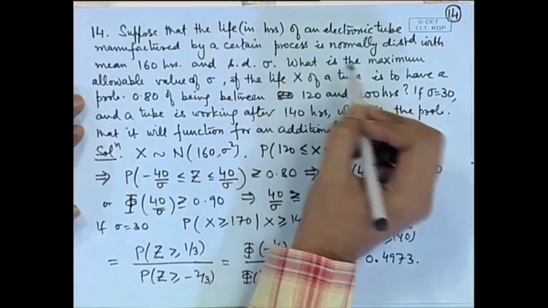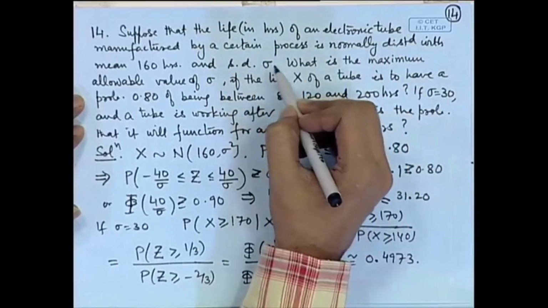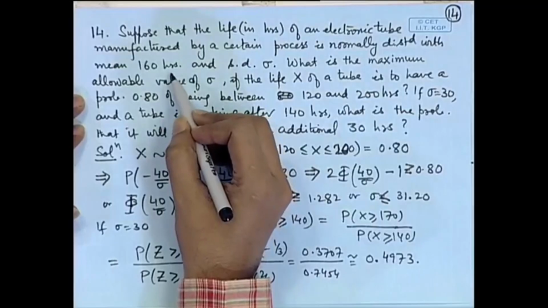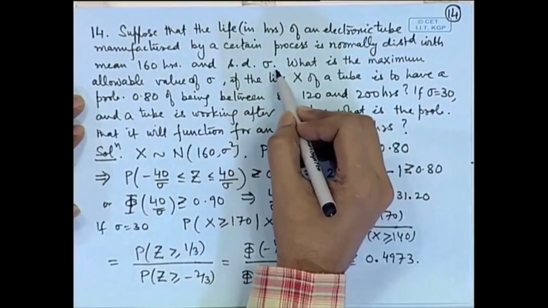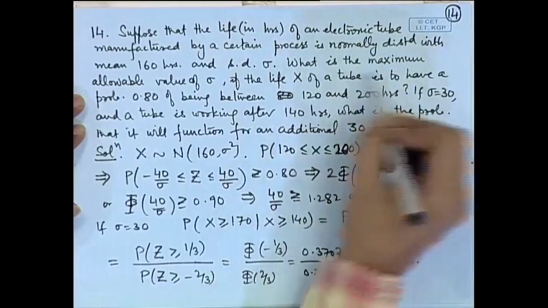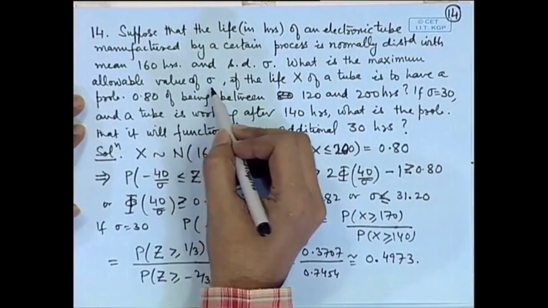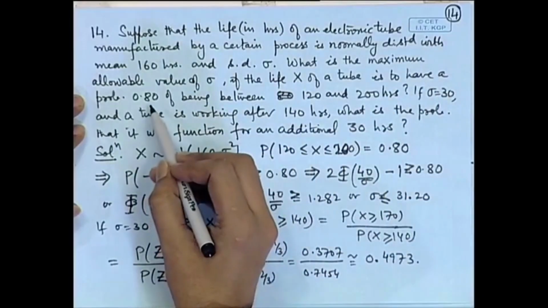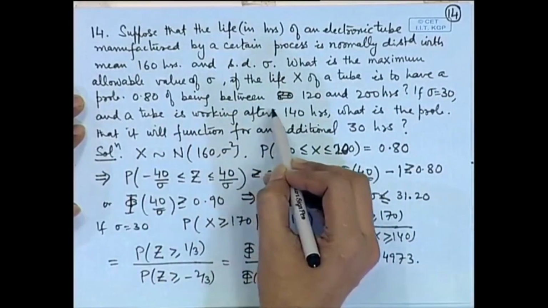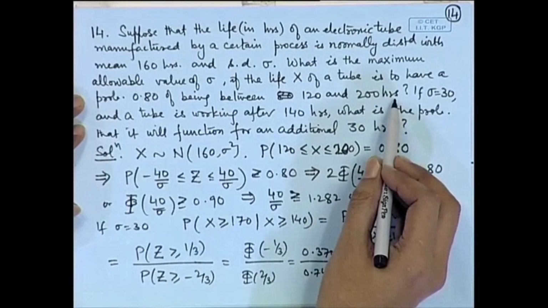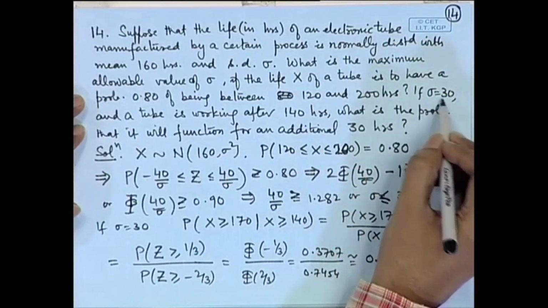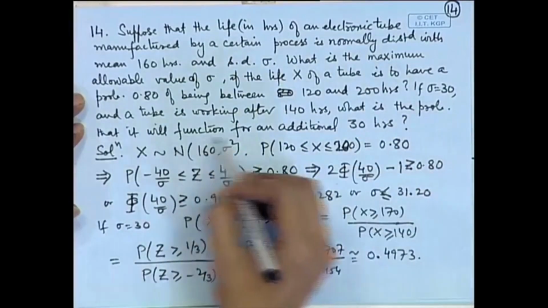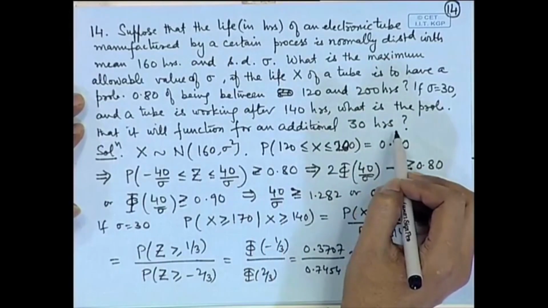Suppose that the life in hours of an electronic tube manufactured by a certain process is normally distributed with mean 160 hours and standard deviation sigma. What is the maximum allowable value of sigma if the life of a tube is to have probability 0.8 of being between 120 and 200 hours? If sigma is equal to 30 and a tube is working after 140 hours, what is the probability that it will function for an additional 30 hours?